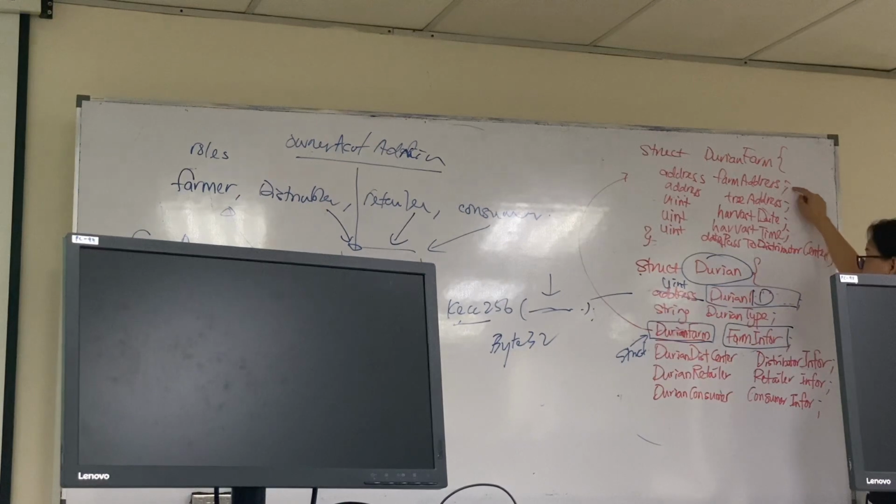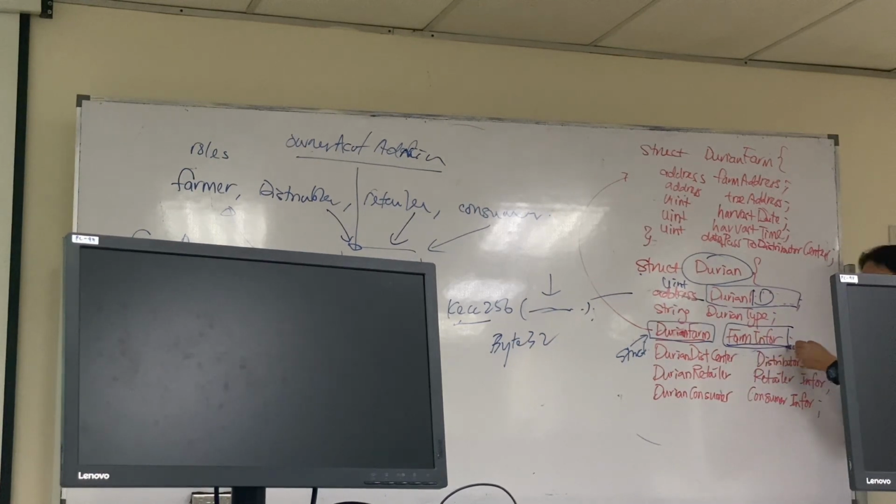So each durian farm has a tree address, and then the durian will be indicated when the durian is already harvested, the date and the time the durian dropped. Okay, the durian. So when these durians are passed to the distributor center, if you can see under my durian here, I keep tracking the farm information, distributor information, retailer information, and also the consumer information.